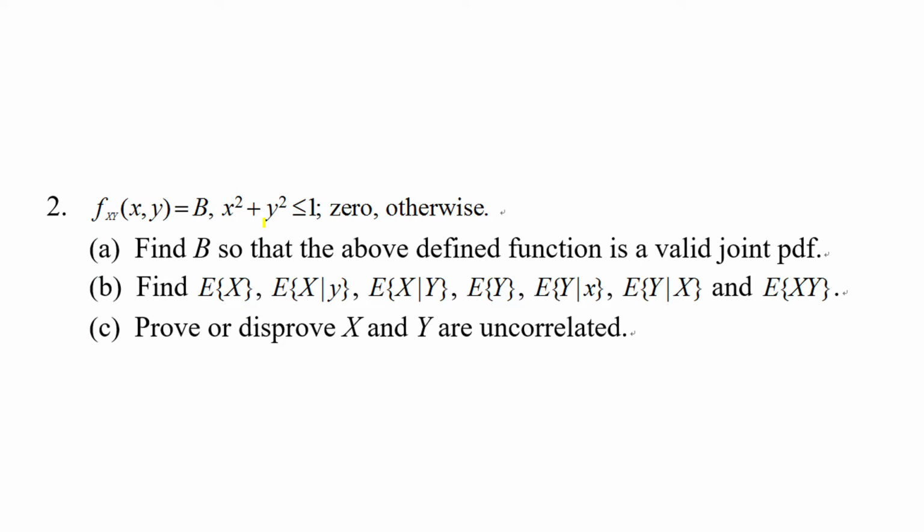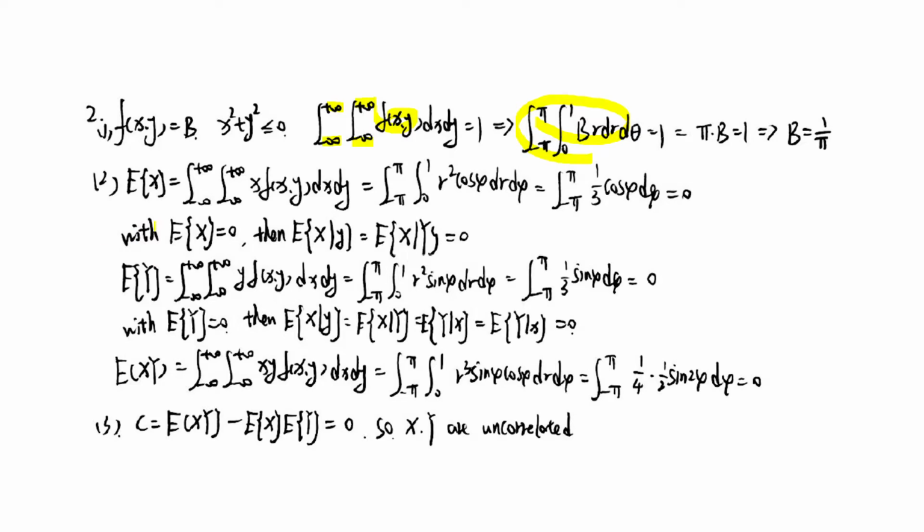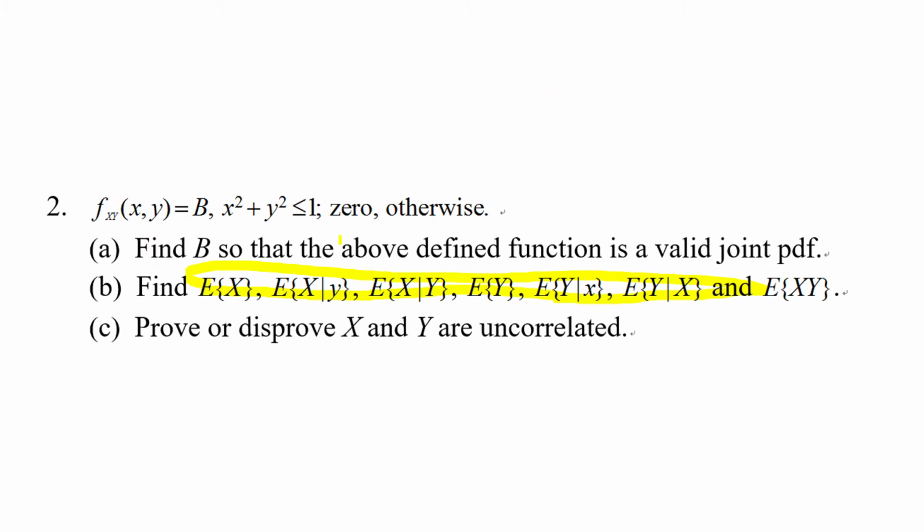And the second question is, find E[X] and the several expected values here, just like this. And first we need to calculate E[X]. By applying the definition of expected value, we can just calculate E[X]. And E[X] is equal to 0. And with E[X] equal to 0, these two expected values are also 0 because E[X] is 0. It's easy to see that.